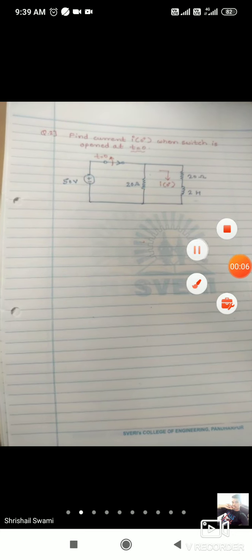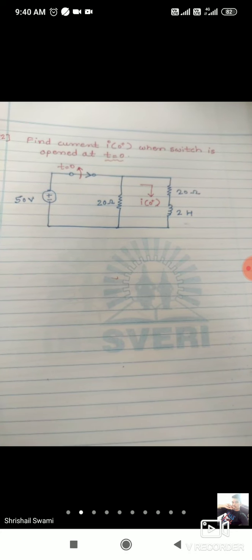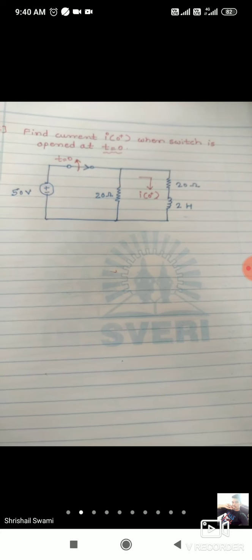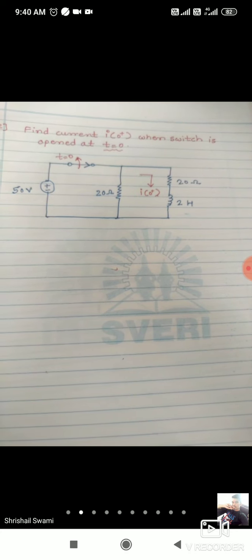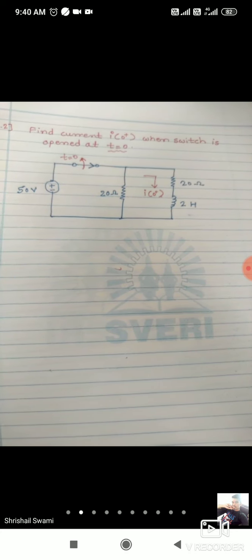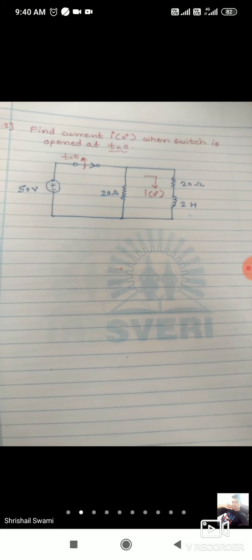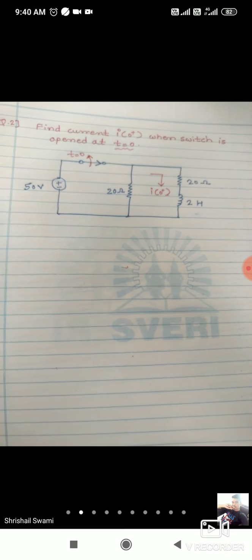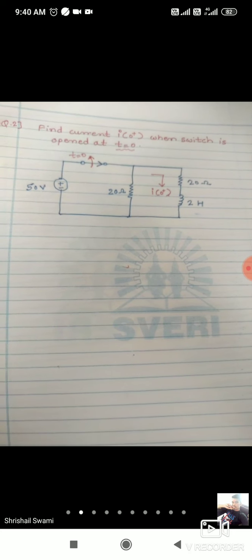So carefully read the question here and carefully observe the diagram. Find current I of 0 plus when switch is opened at t is equal to 0. Okay, so supply voltage is given as 50 volt. The switch is opening here. Many times we saw examples in which switch is closing at t is equal to 0. But here at t is equal to 0, switch is opening.